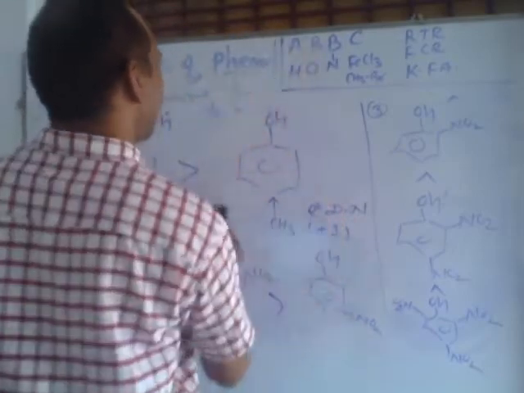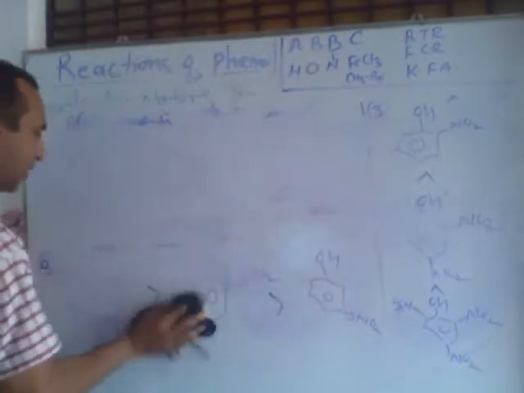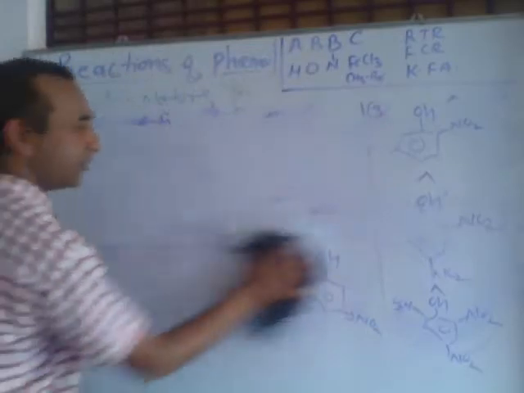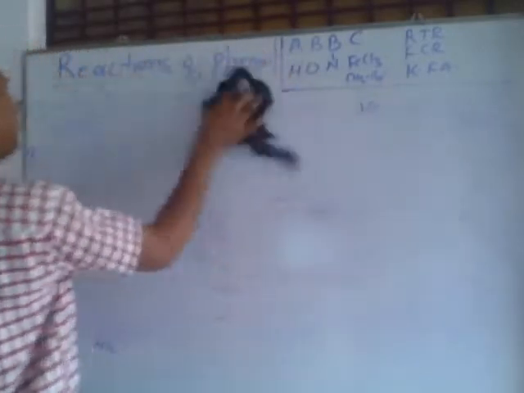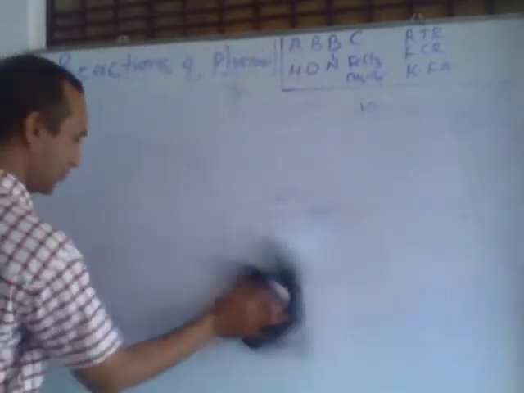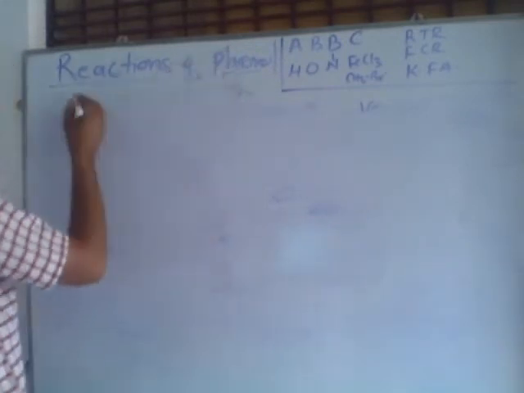Second, this B. The next B stands for a reaction. This reaction is called the Bowman-Shorten reaction. B is the second point.